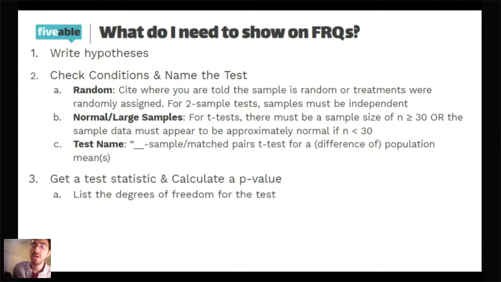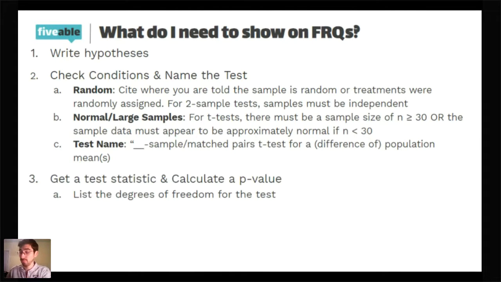So sample size, degrees of freedom: if you're doing a 1-sample test, it's easy, 1 less than your sample size. If you're doing a 2-sample test, your calculator will actually tell you the degrees of freedom when you put the data in, because it kind of combines them in a way that honestly, I don't even know what the formula is for it.